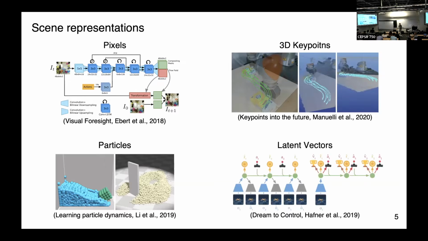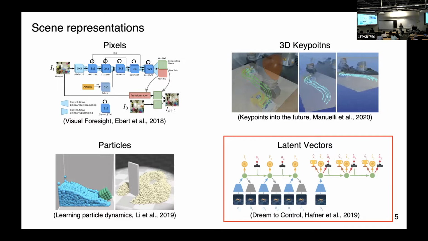The fourth type of representation would be latent vectors, which is what typical current model-based reinforcement learning considers. It typically maps observations into some latent vectors and predicts the evolution in this latent space to model its dynamics. Let's see how these latent vectors as a representation of the environment work in our scenario.